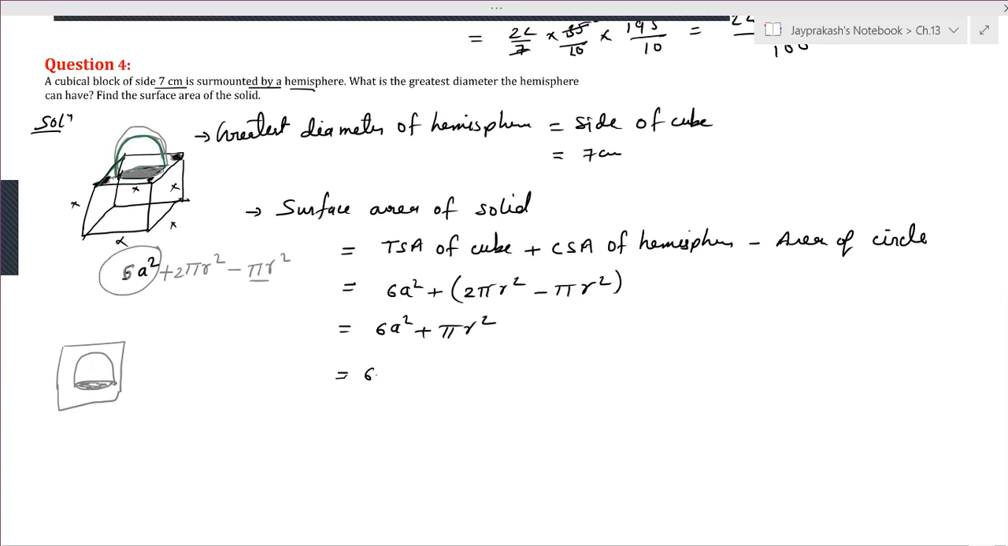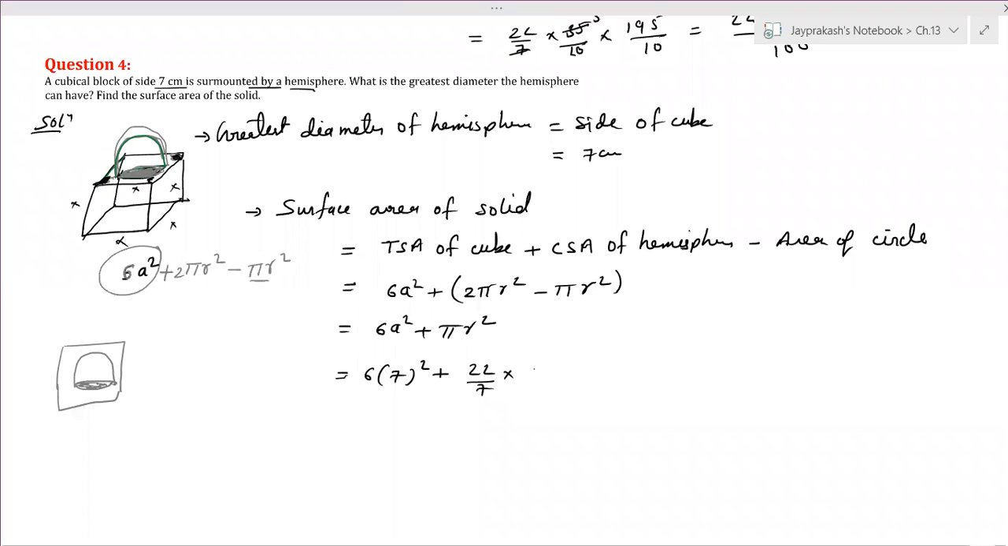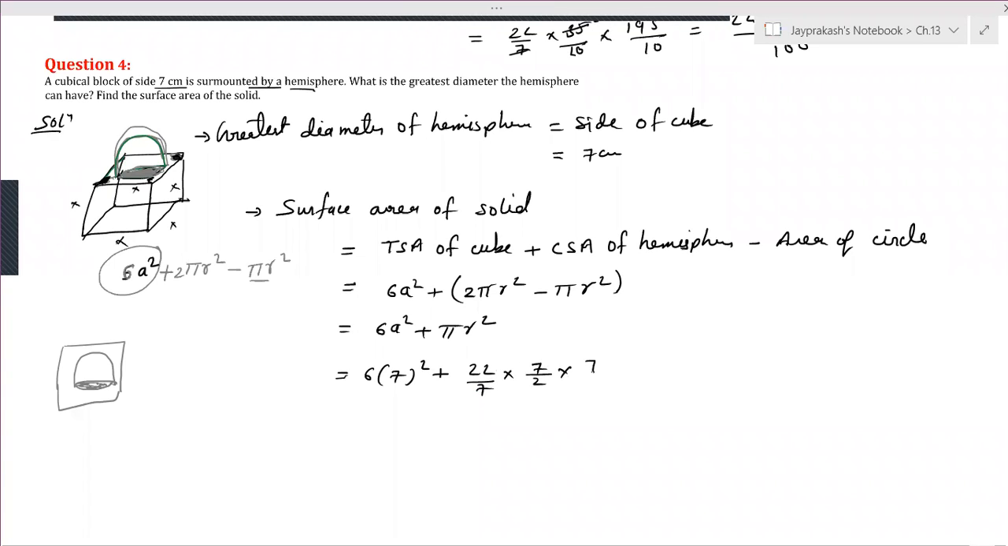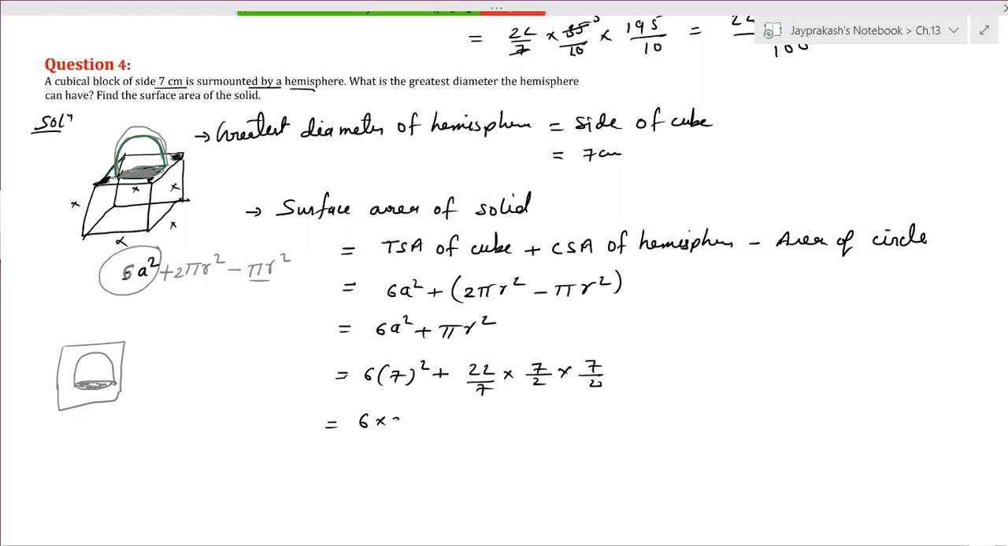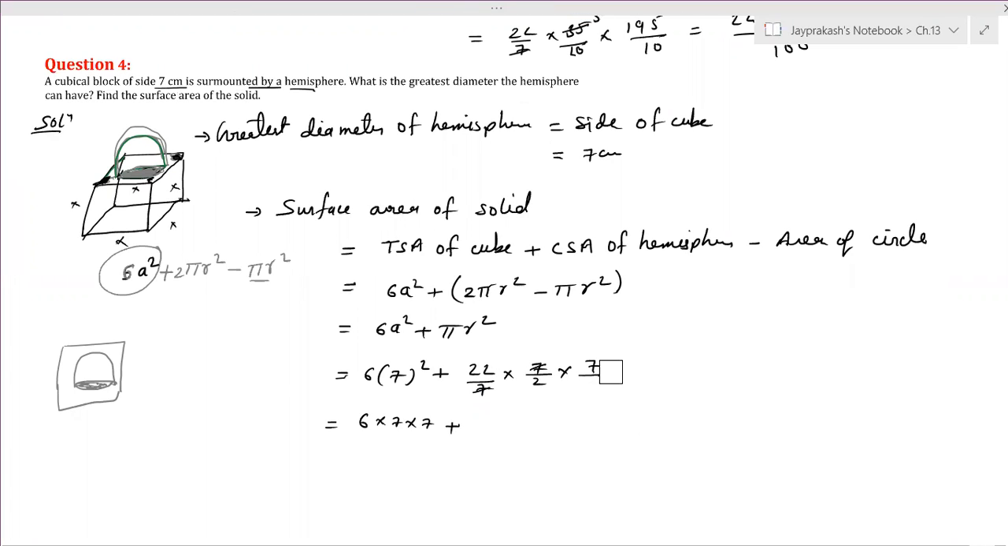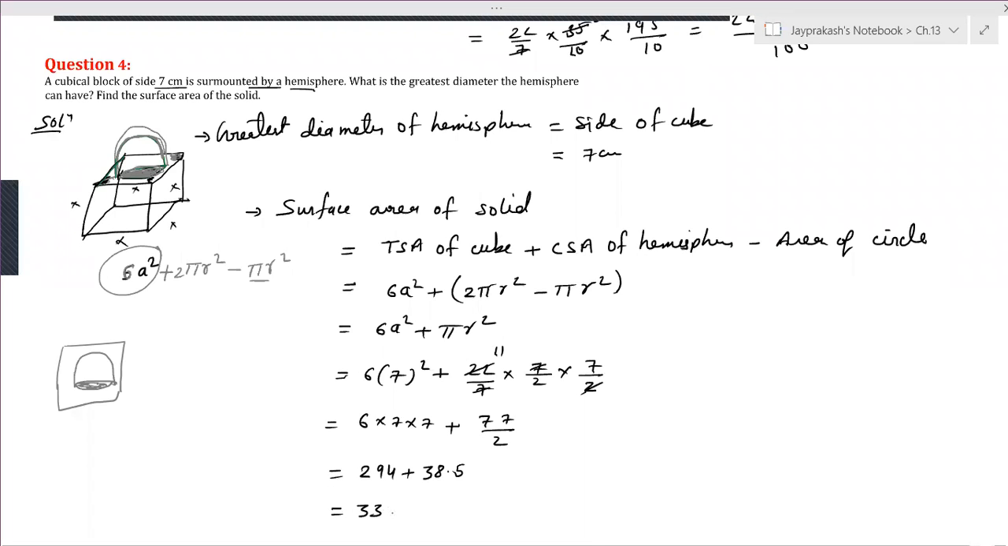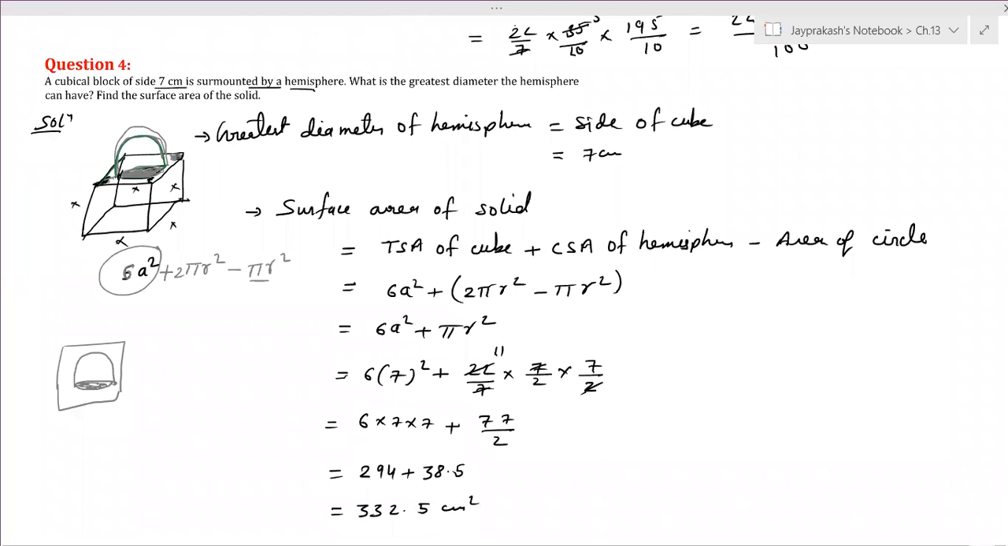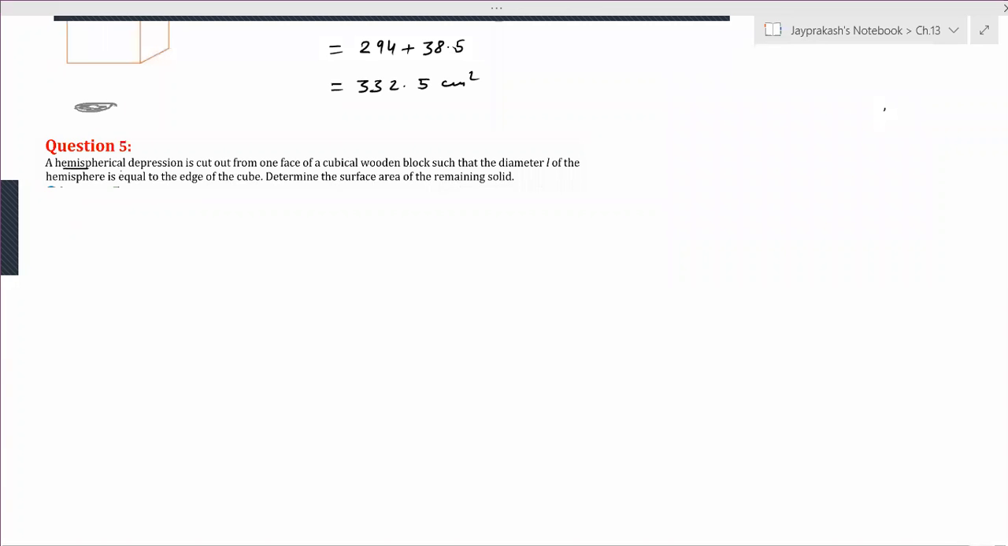Now substitute the value. Maximum diameter is 7, so radius is 7 by 2 centimeter. So we get 294 plus 38.5, final answer is 332.5 centimeter square.